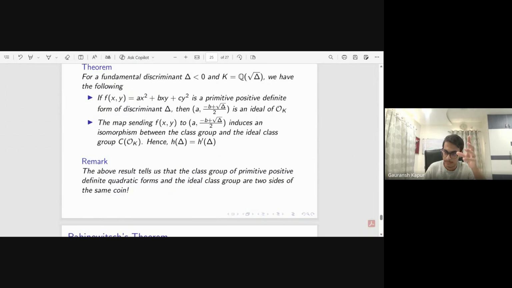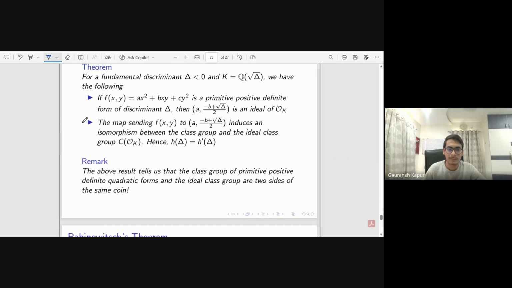Now, on one side of the talk, we talked about class groups of quadratic forms. And on the other side of the talk, we talked about the ideal class group. What is very surprising is that these two are actually the same. What that means is that if you have a discriminant, I don't think it's fundamental, but I'll have to check. So if there's a fundamental discriminant delta less than 0 and K is Q root delta, then the map sending a primitive positive definite form to this ideal induces an isomorphism between the class group and the ideal class group.